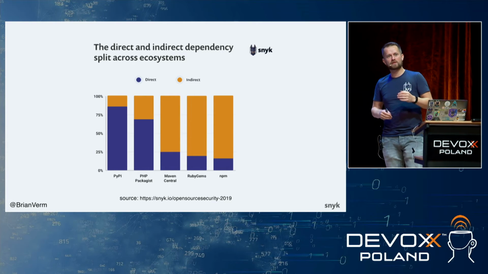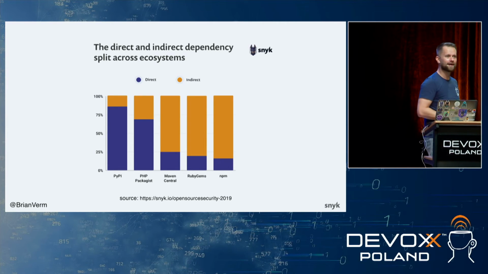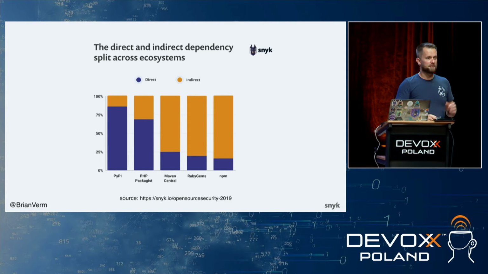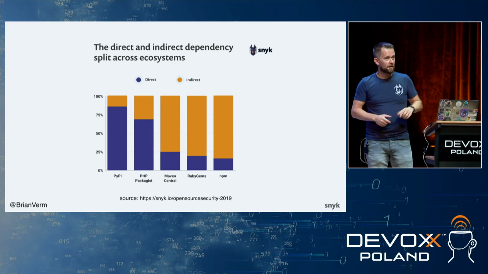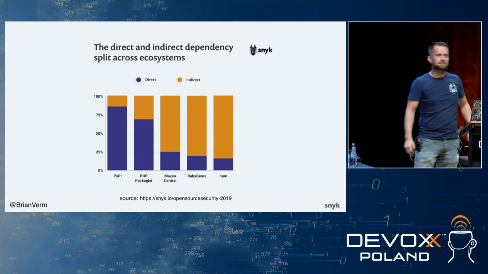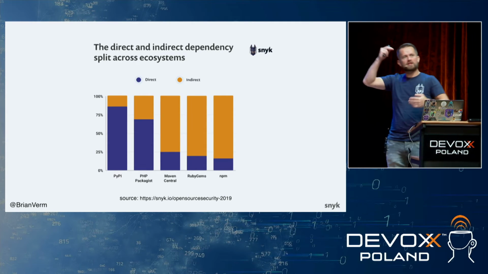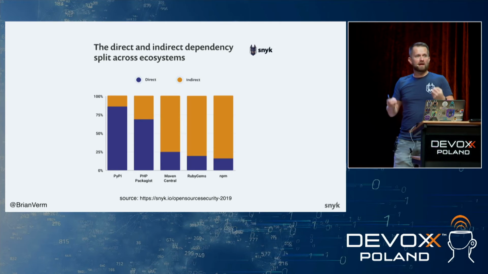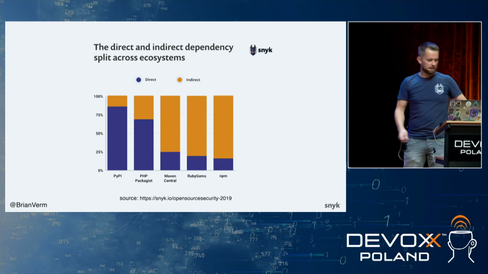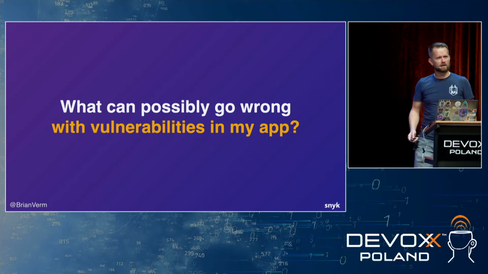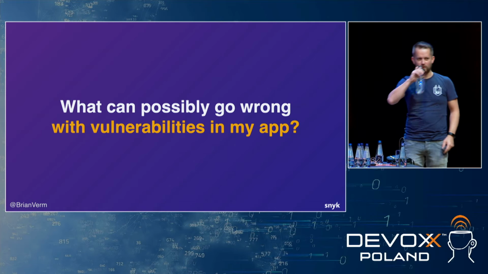Because what happens if you download a Spring Boot starter? What is a Spring Boot starter? A Spring Boot starter is, in most cases, just an empty jar with a POM file in it, with a bunch of dependencies that are pulled in. So the indirect stuff, several layers deep, there might be a library that is vulnerable to blah, blah, blah. You've heard this story before. But again, what can possibly go wrong? I will show you.